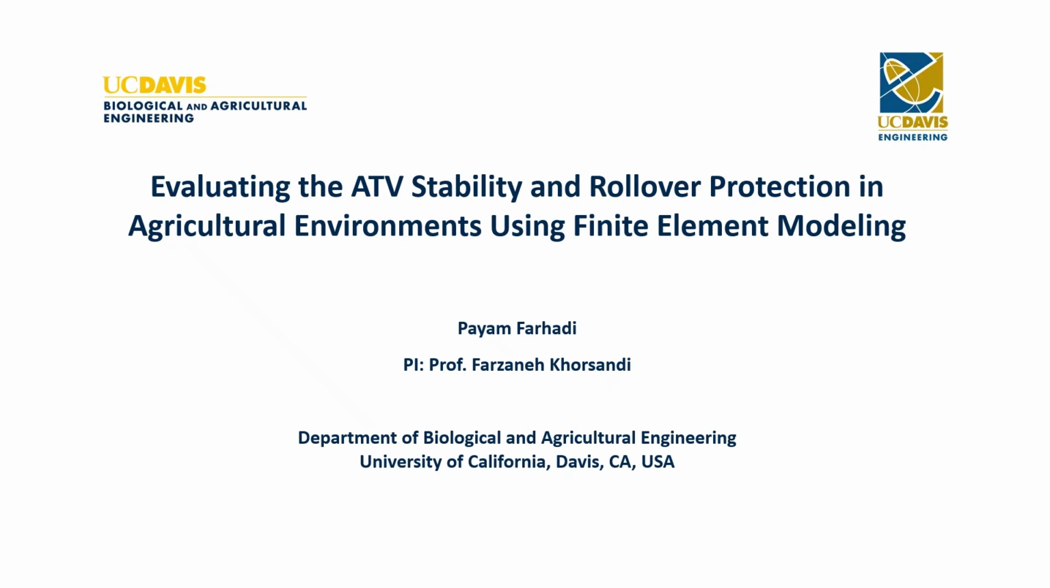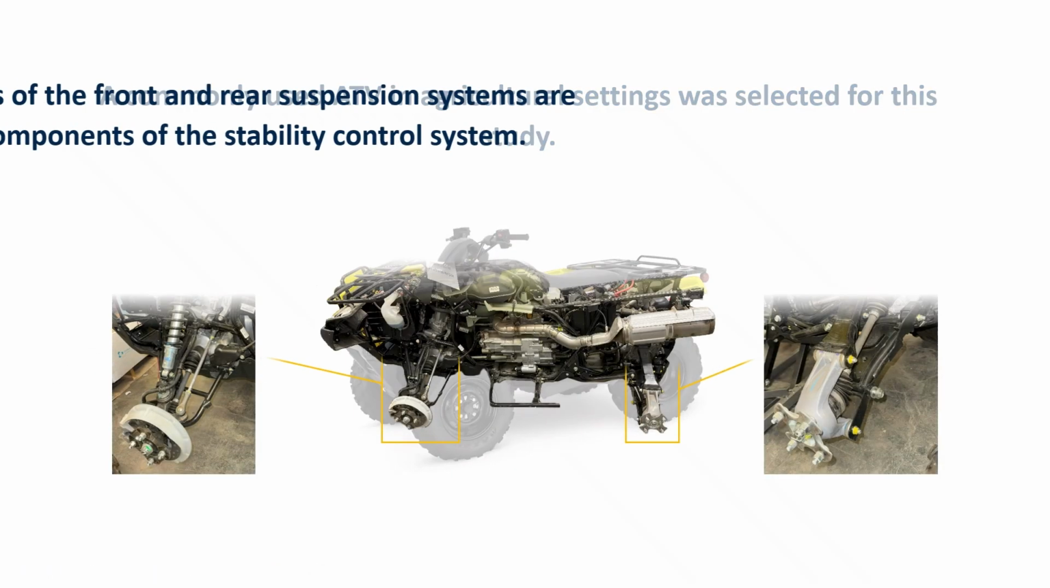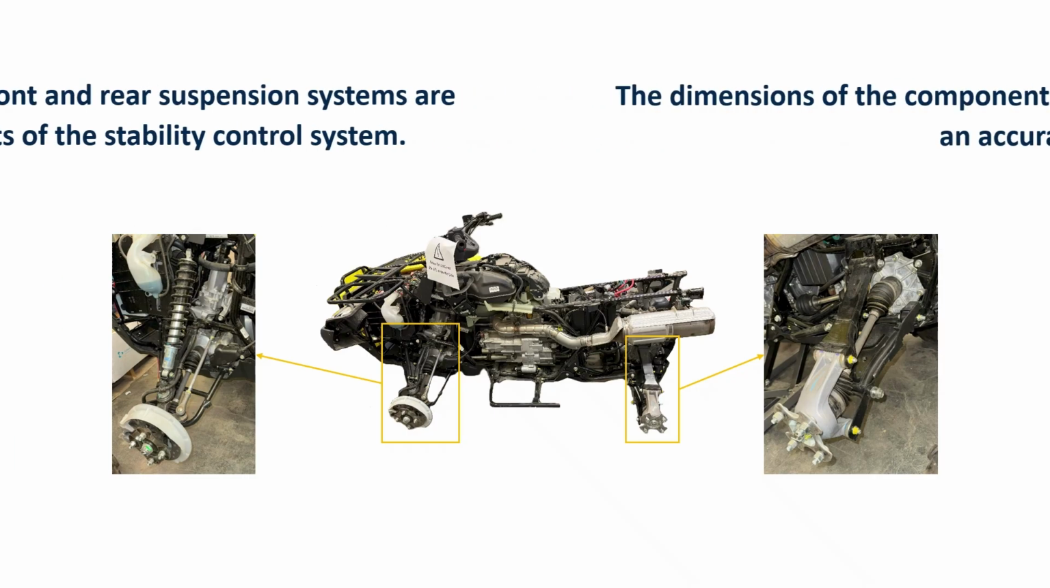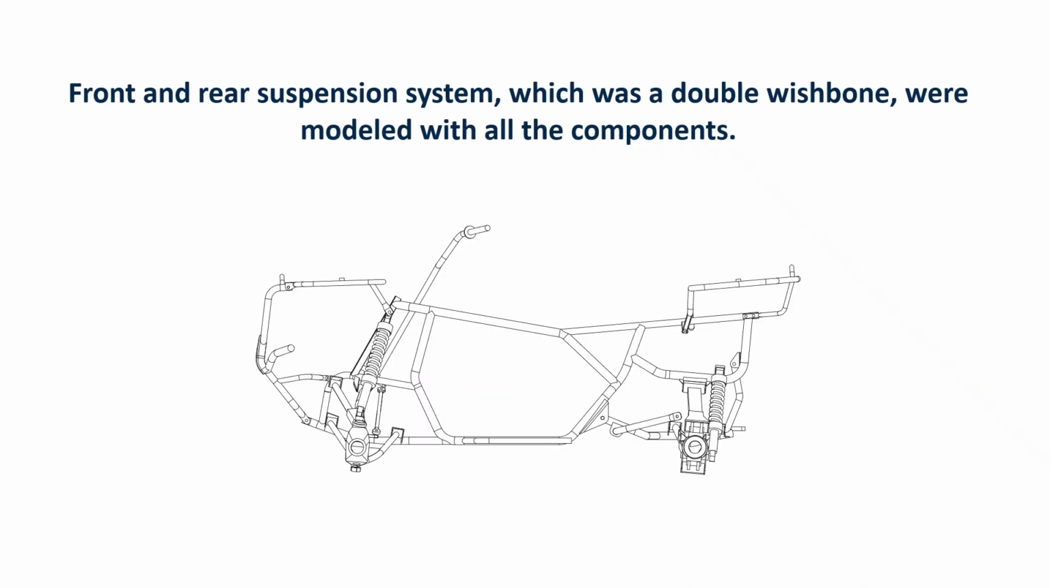In the project entitled Evaluating the ATV Stability and Rollover Protection in Agricultural Environments Using Finite Element Modeling, a commonly used ATV in agricultural settings was selected. Since the mechanisms of the front and rear suspension systems are important components of the stability control system, the dimensions of the components were measured carefully to obtain an accurate model. Accordingly, the front and rear suspension system, which was a double wishbone, was modeled with all the components.